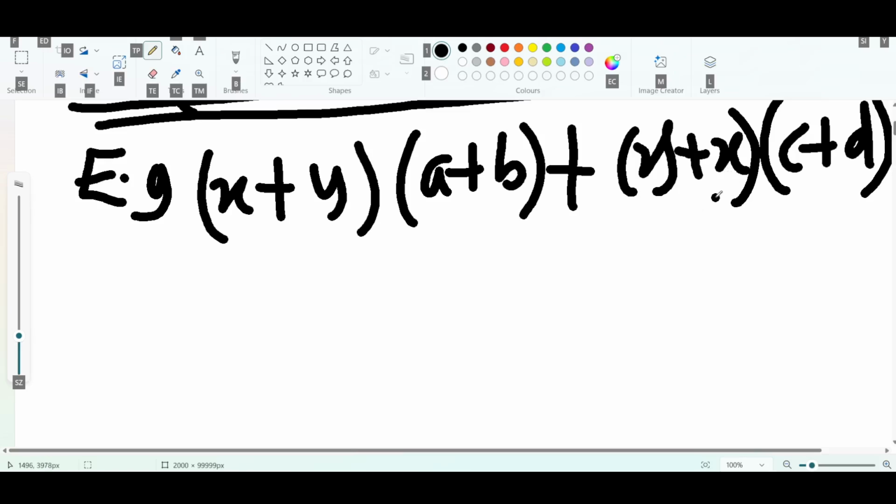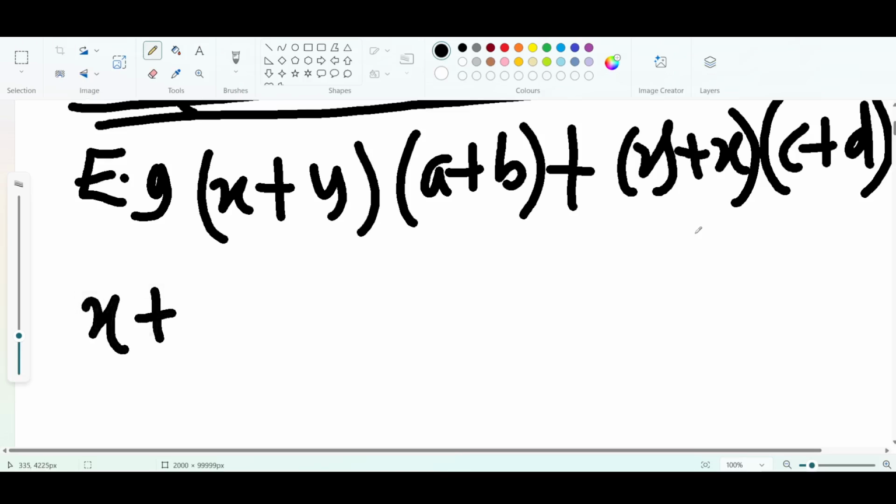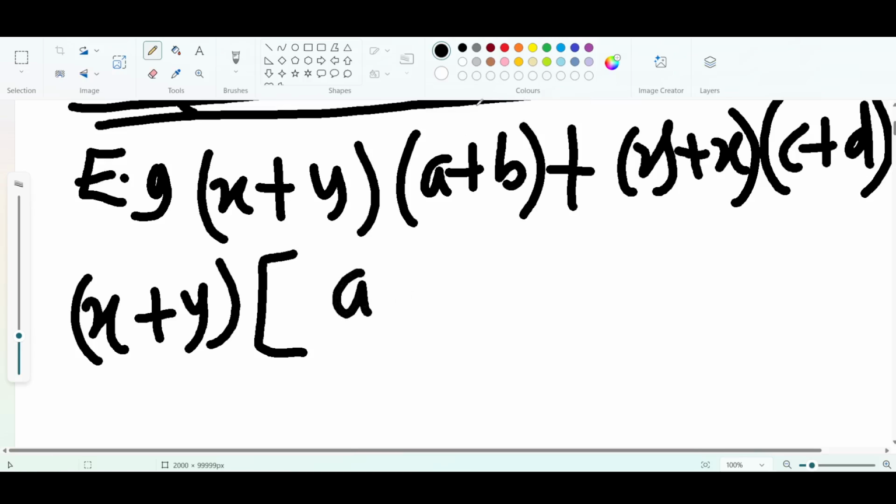So when that happens, it means that these two are the same, and then they are the factors that can be factorized out of this expression. So we bring the bracket out, x plus y, bring it out, so that we now open a new bracket. We now say x plus y in x plus y, that is, this is going to cut this. We'll be left with a plus b. A plus b will be left.